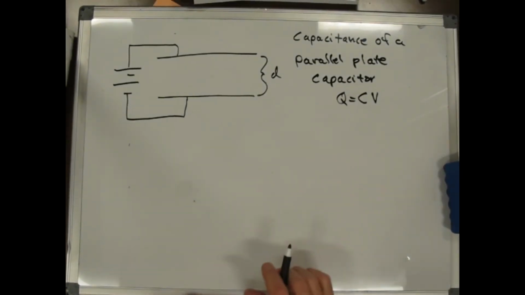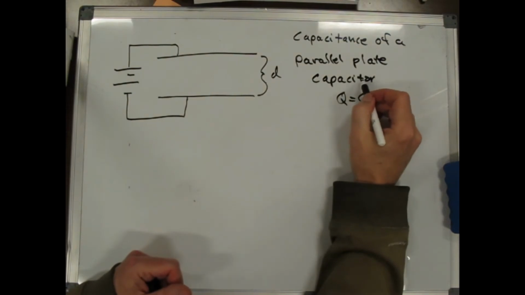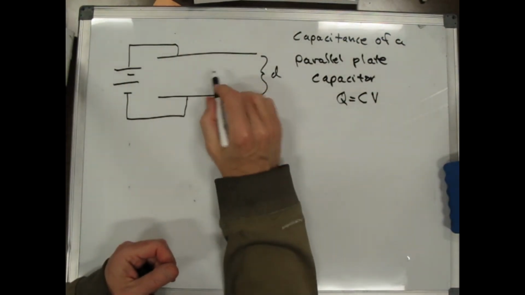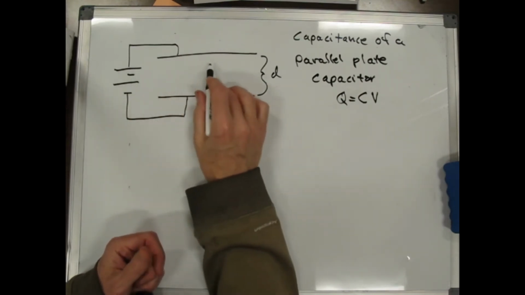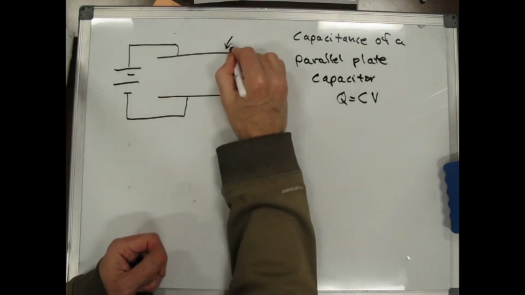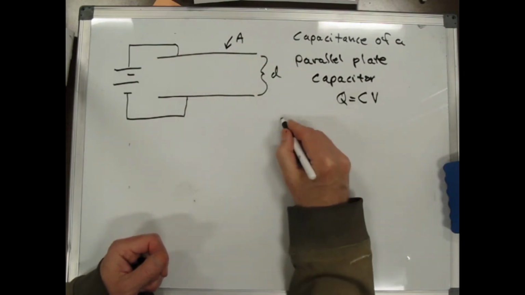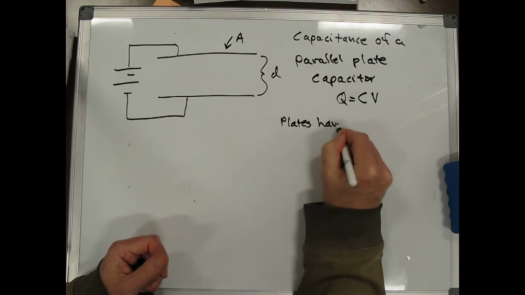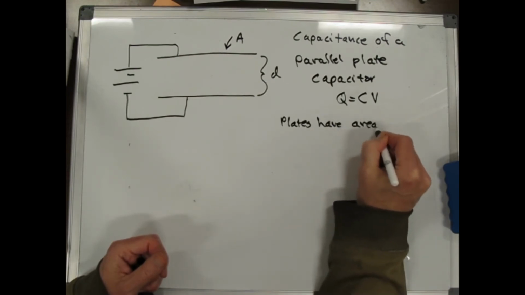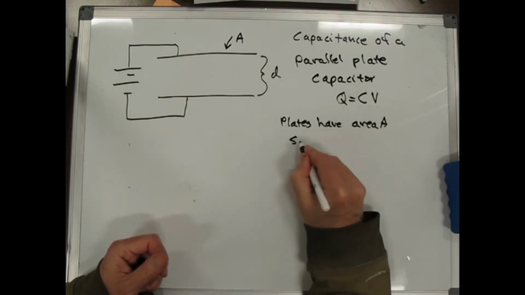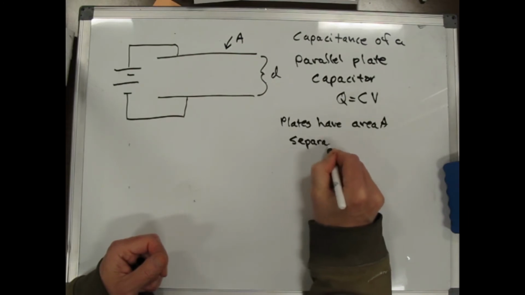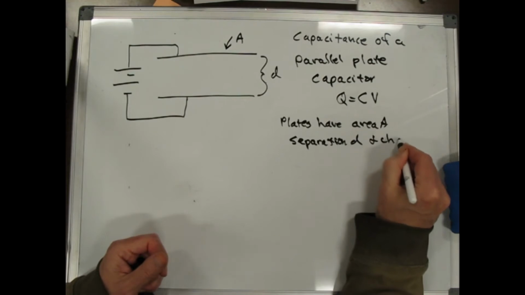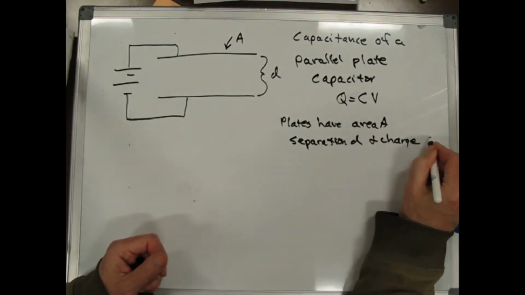So in this section, we want to learn the capacitance of a parallel plate capacitor. Most capacitors can be treated as just parallel plates. And so I've got some battery, and it's charging up some capacitor. And I'm going to say the plates have area A, separation D, and charge Q.